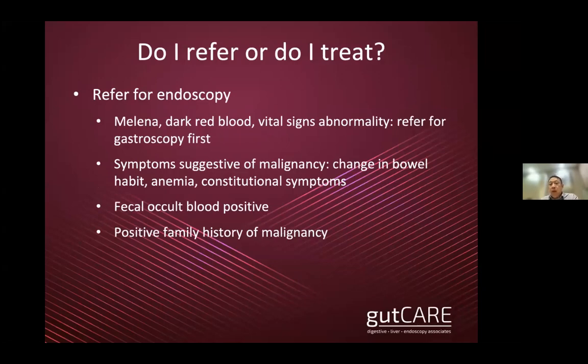One question I get asked is, do I refer or do I treat? I guess you should refer for endoscopy if there's suspicion of upper GI bleed, meaning it's not bright red, it's dark red. And if they are hemodynamically unstable, regardless, they should come for scope. If they have melena, they should go for upper endoscopy first, followed by colonoscopy. If there are any symptoms suggestive of malignancy, change of bowel habits, anemia, loss of weight, or abdominal pain, then they should be referred to exclude upper or lower GI malignancy.